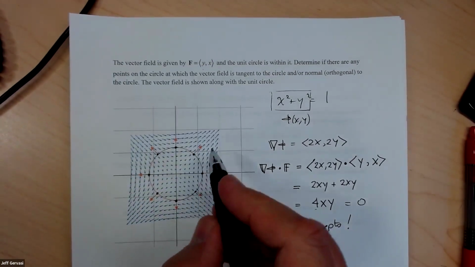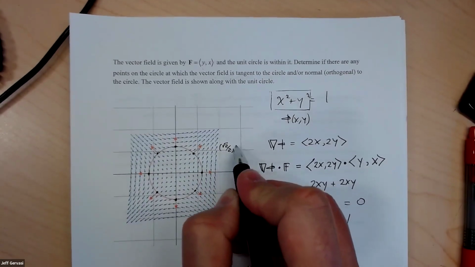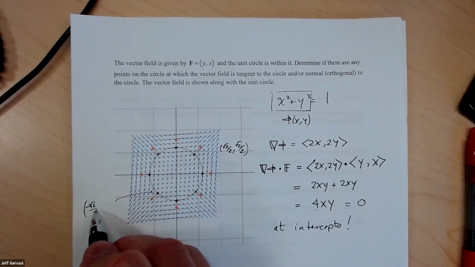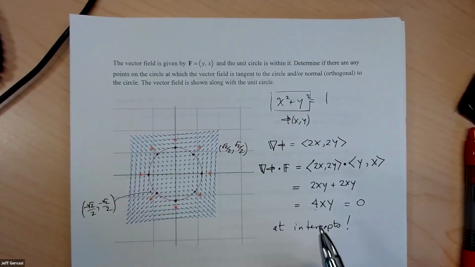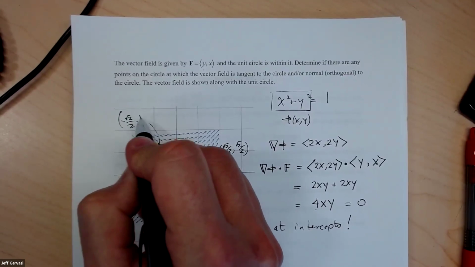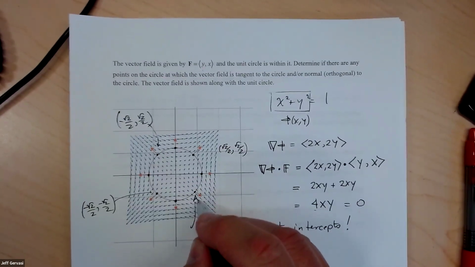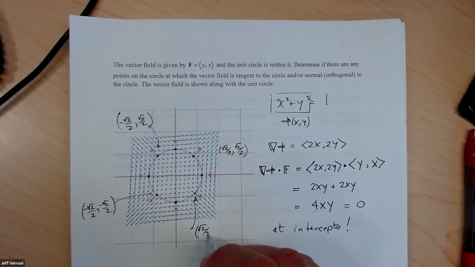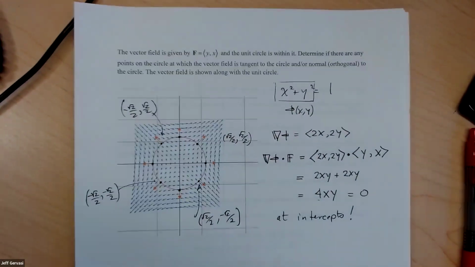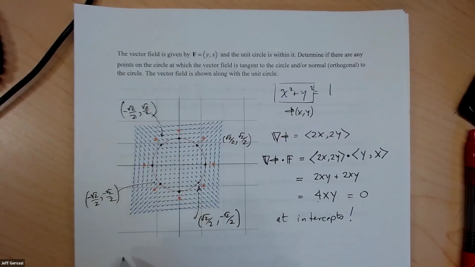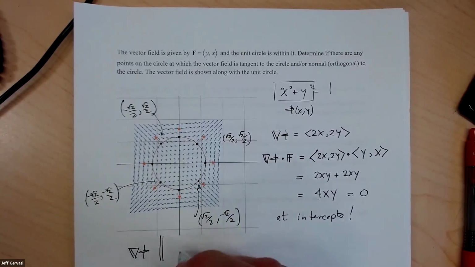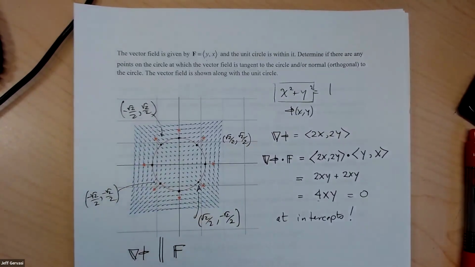Those points, so this would be square root of 2 over 2, square root of 2 over 2. This one down here, and then, of course, these two would have opposite signs. Okay, so at those four locations, we see that the gradient should be parallel to the vector field.